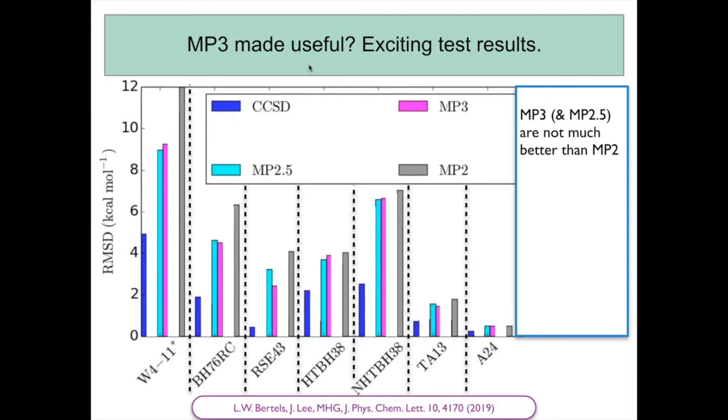see why MP3 is not a very popular method, because basically it improves slightly on MP2 in some cases, but not significantly. It doesn't bridge most of the gap to CCSD, particularly for the RSE43 case, for instance, and the hydrogen, non-hydrogen transfer barrier heights, NHTBH38, and also the hydrogen transfer barrier heights. Basically it just doesn't make much difference in the energy differences chemists care about.